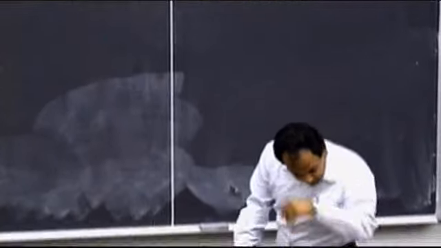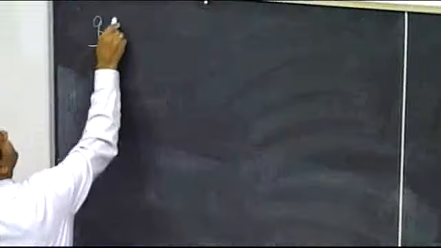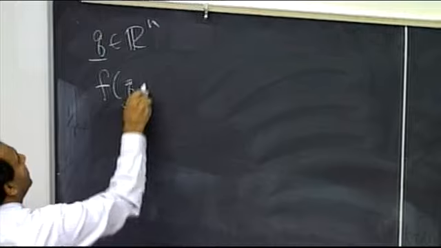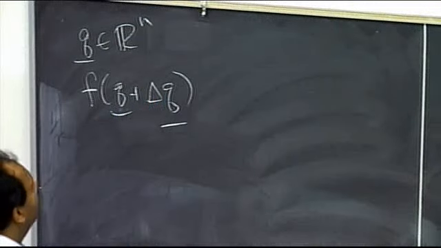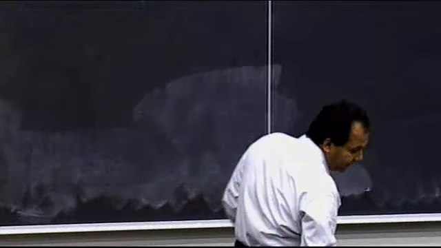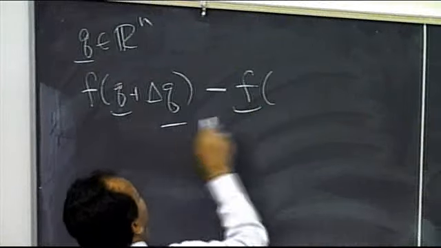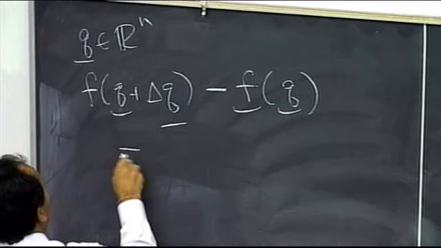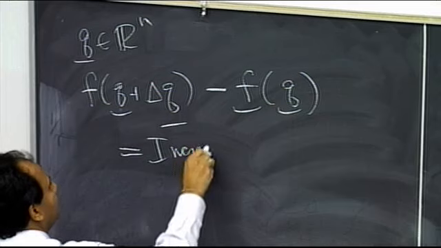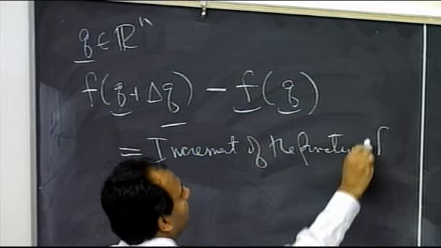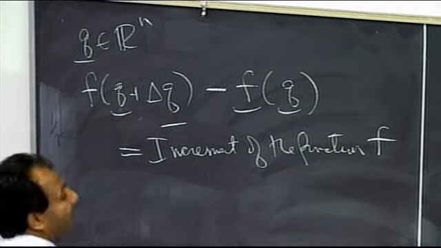So the first thing is that we do it this way. If I say Q is an element of Rn, then suppose I say f of Q plus delta Q. What that is now is the increment of a function. What's it going to be? Well, it's f of Q plus delta Q minus f of Q. This is what's called the increment of the function f, where the input is a vector.